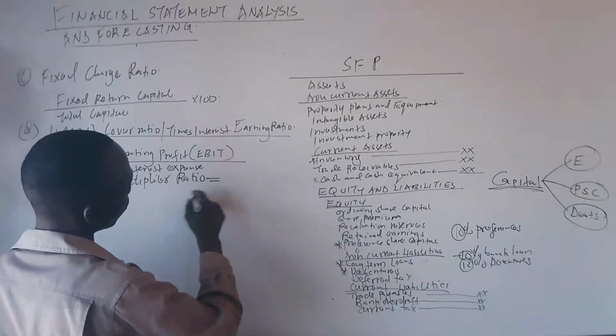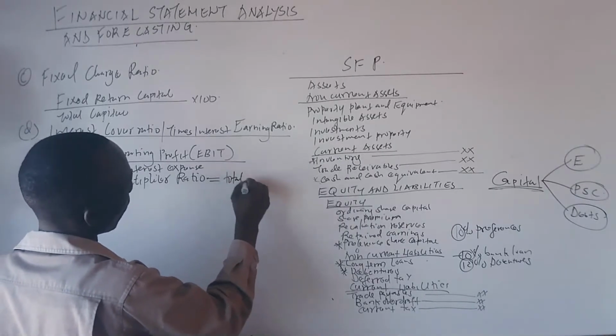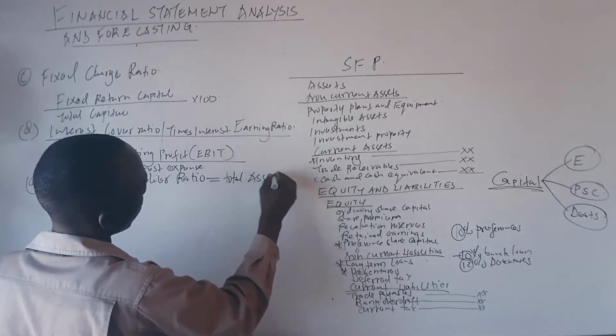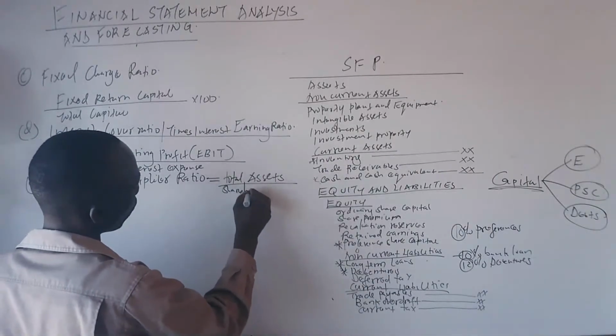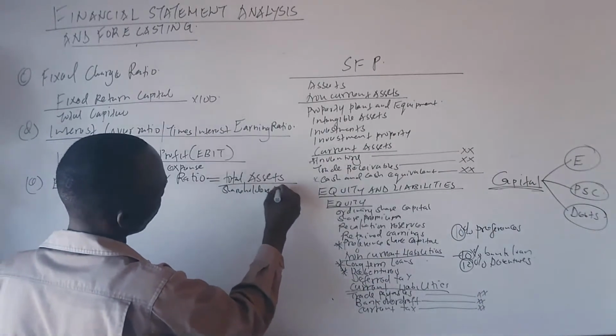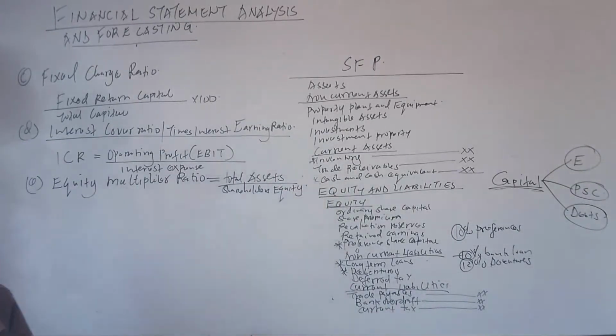We are going to take the total assets. Then we divide by shareholders' equity, or just equity. The equity is for the shareholders. So that is the ratio number 3. Under that case, shareholders' equity.